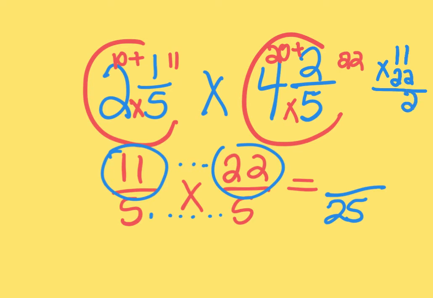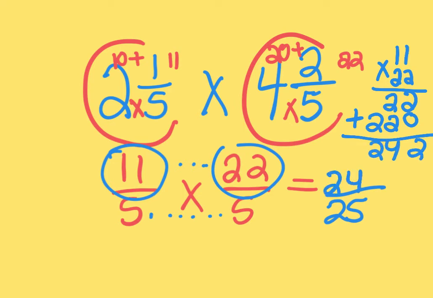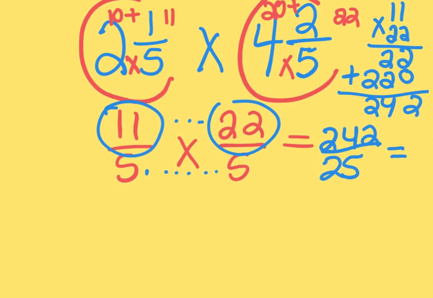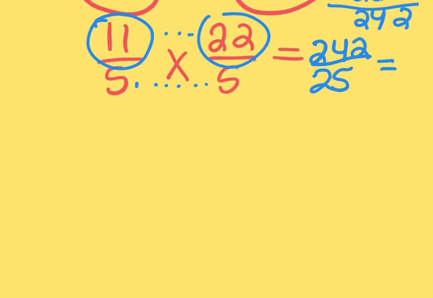2 times 1 is 2. 2 times 1 is 2. Bring down a 0. 2 times 1 is 2. 2 times 1 is 2. We add 2, 4, 2. So you get a pretty large number, 242/25. You should notice very quickly that 242/25 is an improper fraction, so you're going to have to divide.